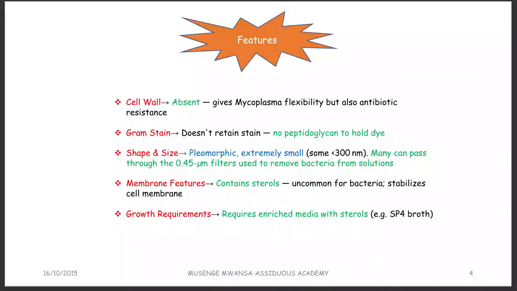So what are the features of mycoplasma? They don't have a cell wall, and this is important for them because this gives them flexibility and resistance to some antibiotics. You have got a lot of antibiotics which are actually targeting the cell wall. We call them cell wall synthesis inhibitors. For example, penicillins, cephalosporins, carbapenems, monobactams, these classes of antibiotics that I've listed, which are very, very important, are going to target the cell wall. But these guys don't have a cell wall.